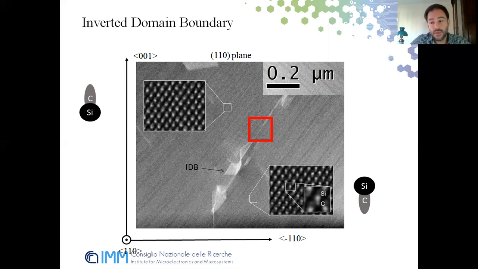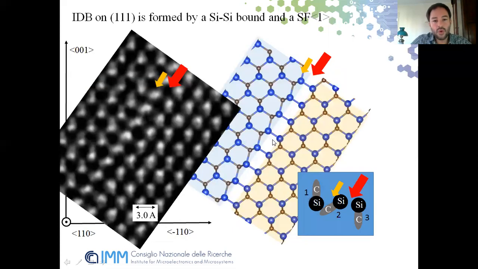We want to understand the very nature of this boundary, and we performed a high-resolution TEM image in this region that is highlighted with this red square. This is the image on the left, and on the right I show you the reconstruction of this image, or the position of the silicon and the carbon atoms. First of all, I have to note that here the silicon is down and the carbon is in the upper position, and in this crystal instead the silicon is in the upper position and the carbon is down. This is the first thing.